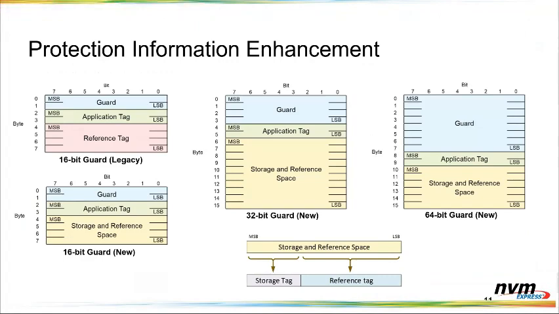Since the size and use of the storage tag and reference tag varied per application, we added a storage and reference space field in the protection information so that one could configure how many bits one wanted to allocate from this field for the storage tag and how many bits one wanted to allocate for the reference tag. Some applications may want a large reference tag, other applications may want a large storage tag, yet other applications may want to split this field into a storage tag and reference tag.